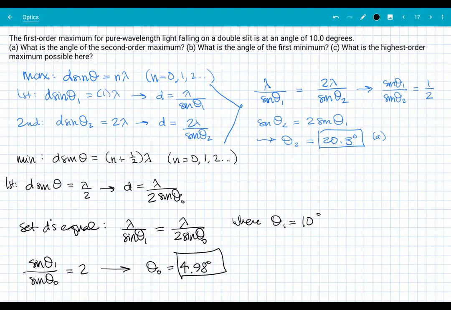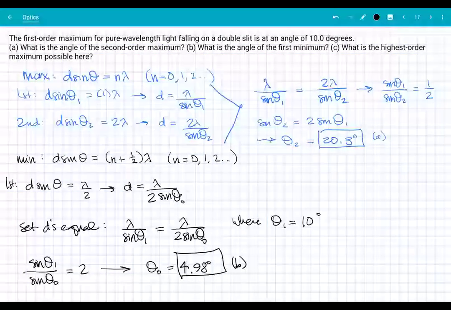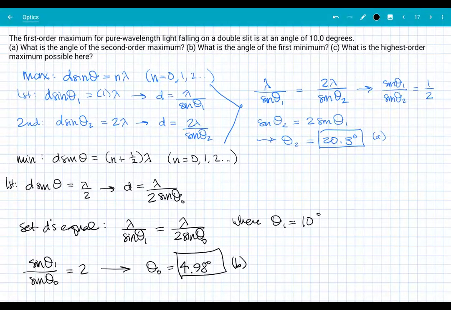And this is my answer to part B. And this makes sense. Remember when we started out, we were talking about how we expected that first min to occur between 0 and 10, right? Because we know it's going to alternate between dark and bright fringes. And that's what we found here.